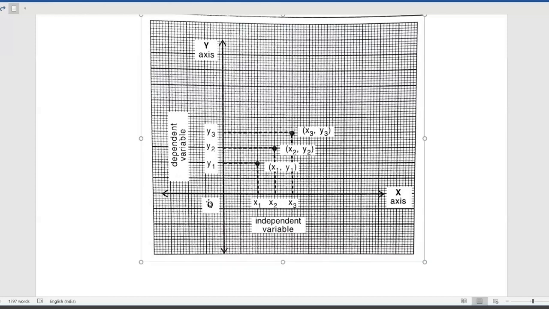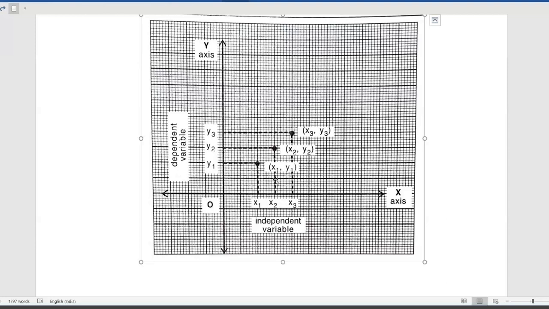Now, let's say this is distance versus time graph. Means here, this is time on x-axis, which is independent variable, and on y-axis, there is distance, which is dependent variable. So, here we can say that at x1 time, the distance covered by the object is y1. Look at this point. At x1 time, the distance is y1.